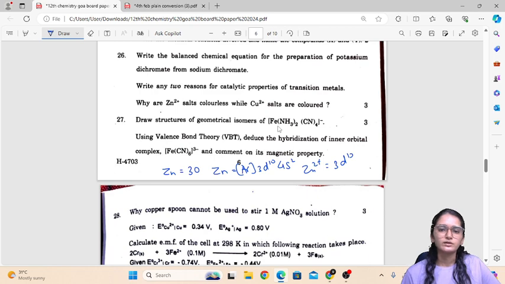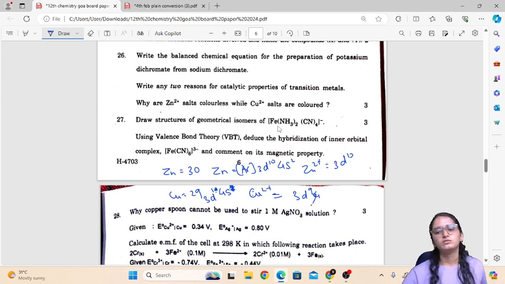And if you talk about copper 2+, copper has atomic number 29, and the configuration here is 3d10 4s1, sorry. Since this is an exception, you can write it as a configuration. So 2+ means you have to remove 2 electrons. One electron will be from the s orbital, and one will be from the d orbital. So we will have 3d9 4s0, or 3d9.